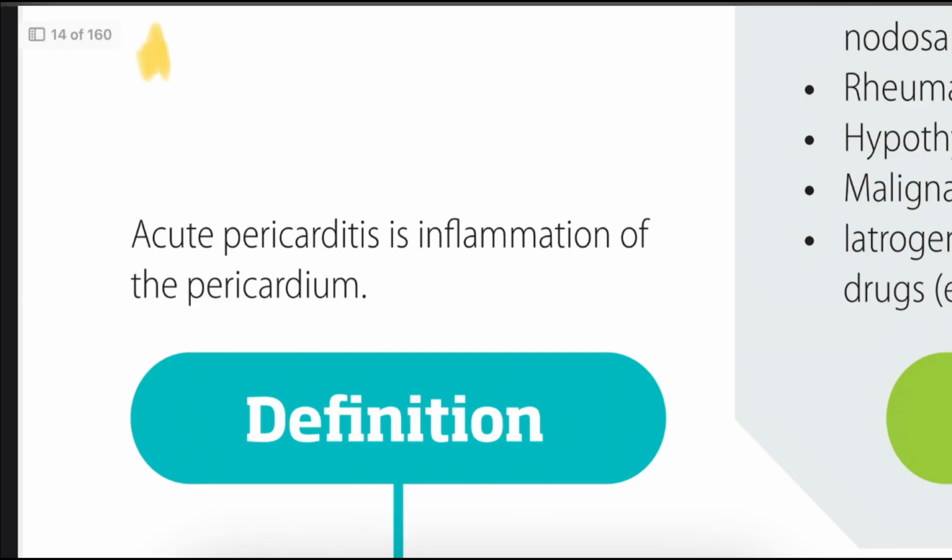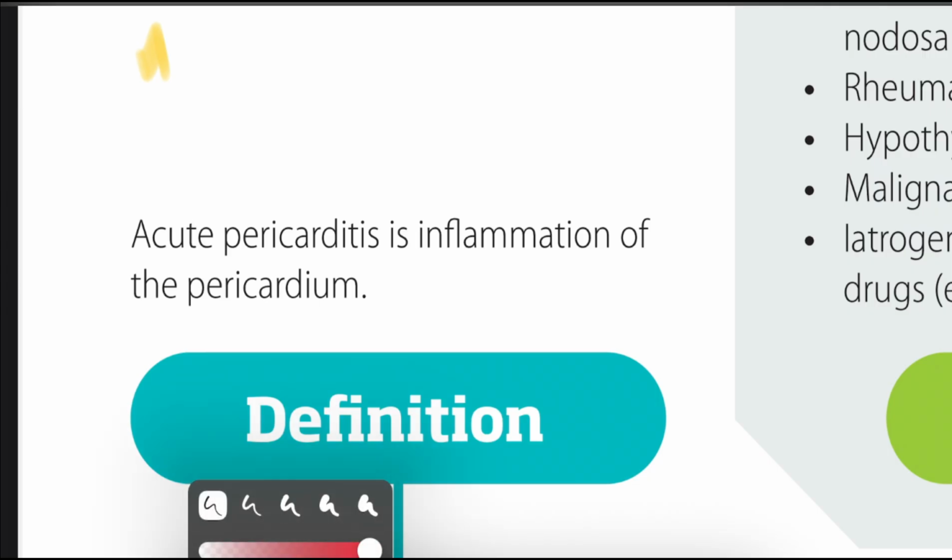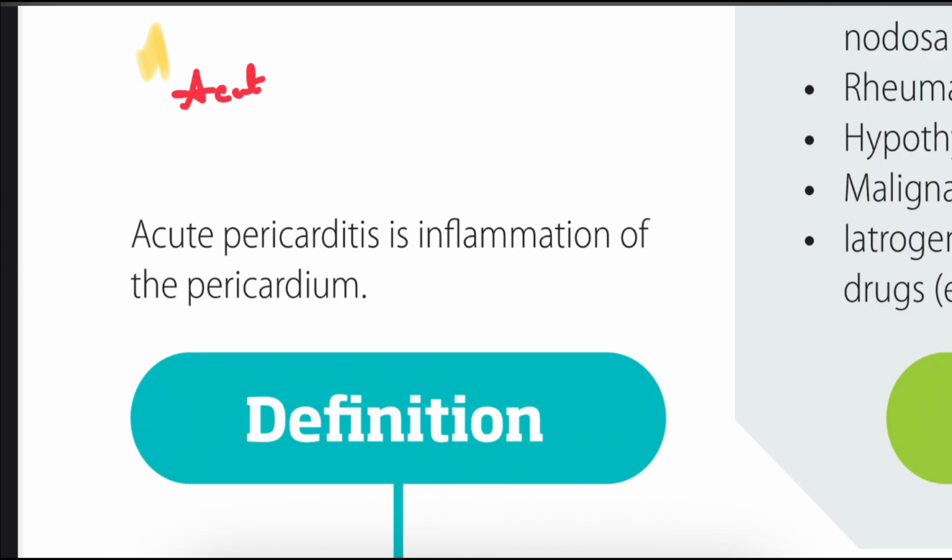One is acute pericarditis. Then we have incessant pericarditis, that is around 4 to 6 weeks. Next, 4 to 6 weeks to 3 months. Next is recurrent pericarditis. Next is chronic pericarditis, that is greater than 3 months. So this is what we call pericarditis.